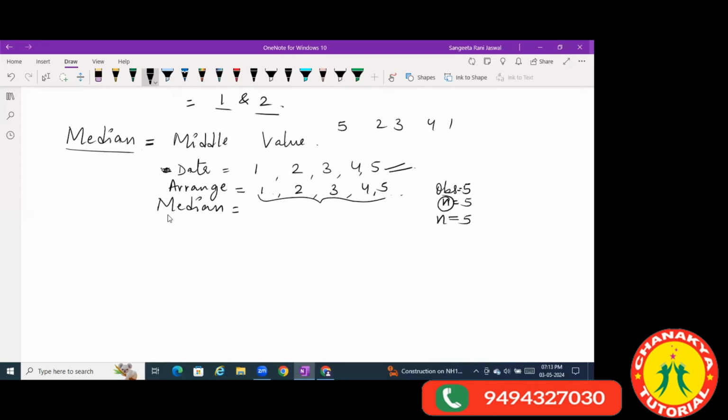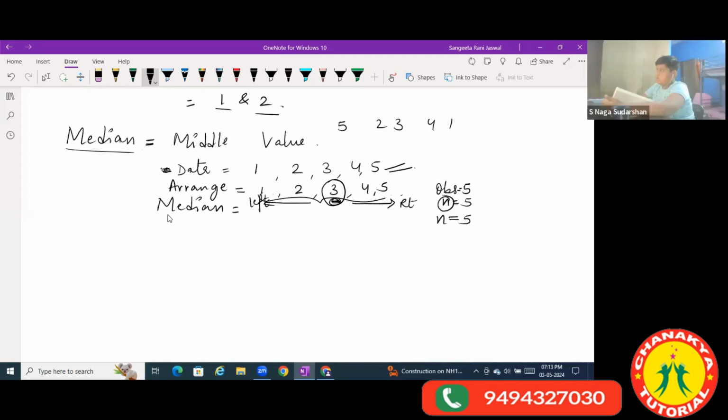Now, if I have to find the median of these 5 observations, meaning the middle value, I can see that this number is falling in the center of this list of numbers. Number 3 is falling in the center place, no? I have two numbers towards the left side and two numbers towards the right side.